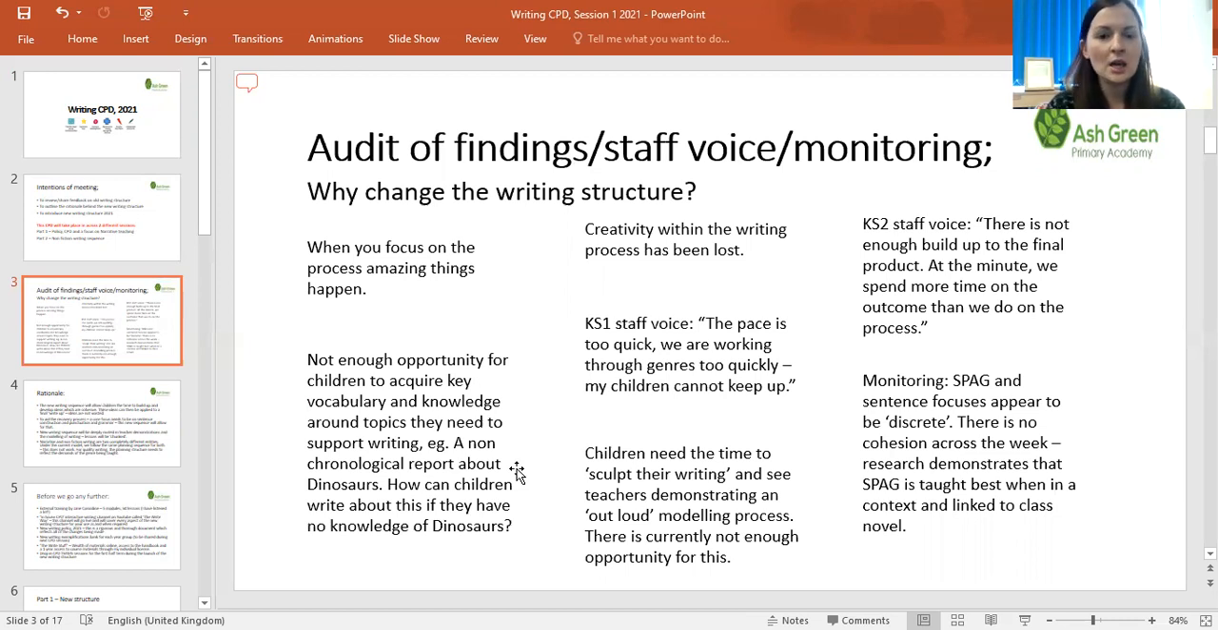They need to see you thinking out loud. They need to see you shaping and sculpting sentences. And currently, we haven't got enough opportunity for that. So that's another thing that we're acting on within this new writing structure.